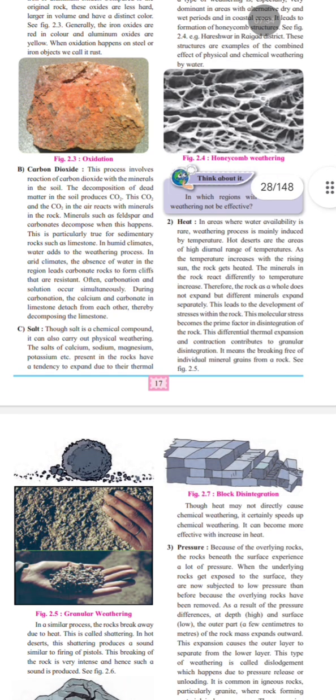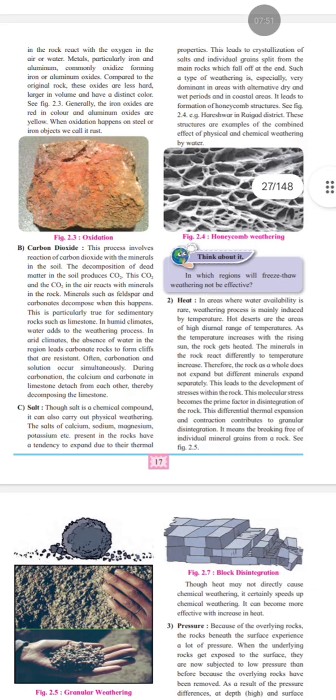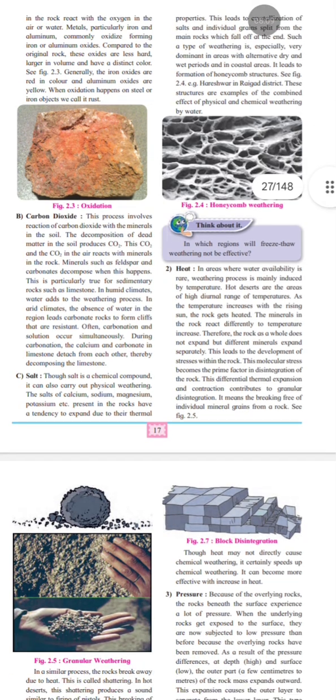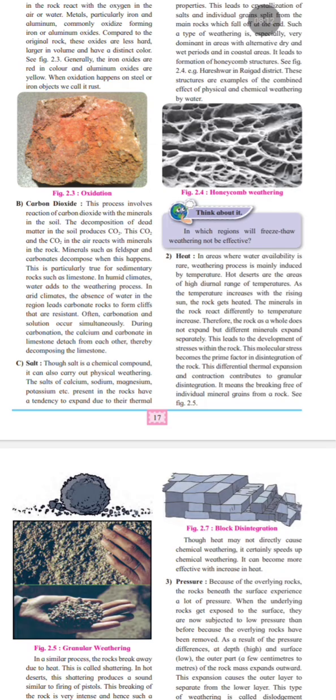Next is salt. Salts present in rocks can expand and contract due to temperature changes. This can put pressure on the rock and cause individual grains to separate. This type of weathering is particularly common in coastal areas, regions with alternating dry and wet conditions. You can see in figure 2.4 honeycomb weathering. It can produce honeycomb structures on rocks. An example mentioned in the textbook is Kihireshwar in Raigad district as an example of salt honeycomb structure.